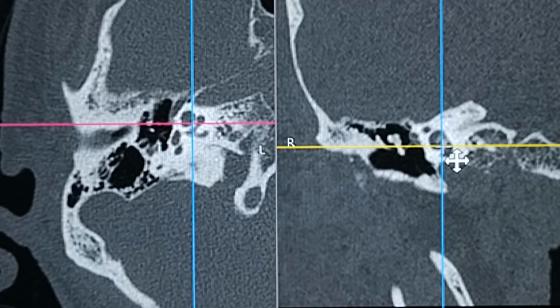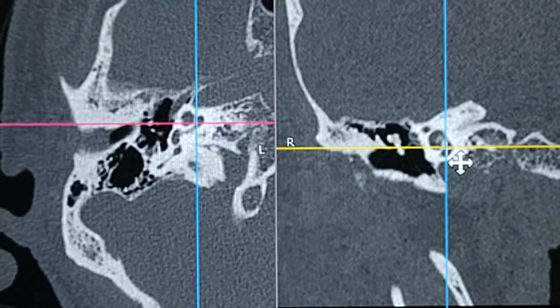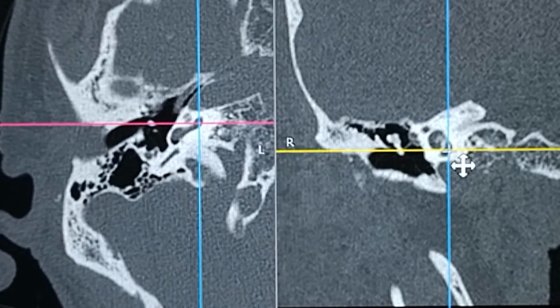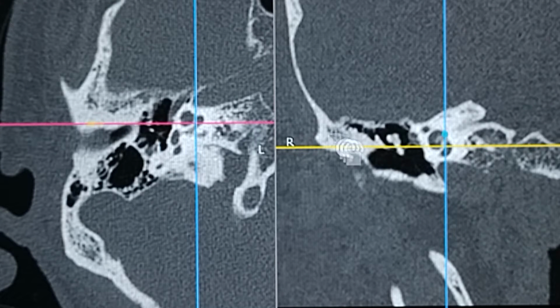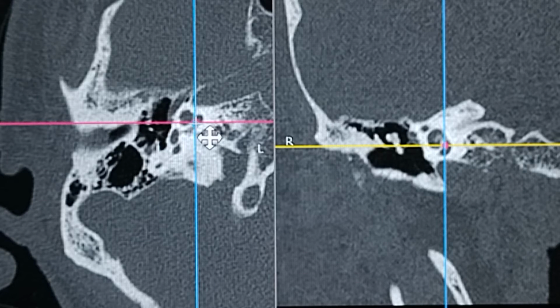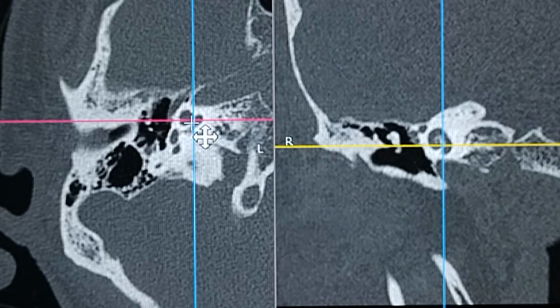Now you can see that on the axial section as well. That's the basal turn on the axial section. And now you can see the whitish bone here. That is the interscalar septum, this is a middle turn, and this is the apical turn. And I'm going to show you the same turns on the coronal scan. That's the basal turn, that's the middle turn, and that's the apical turn right there. So this is how the cochlea is formed.